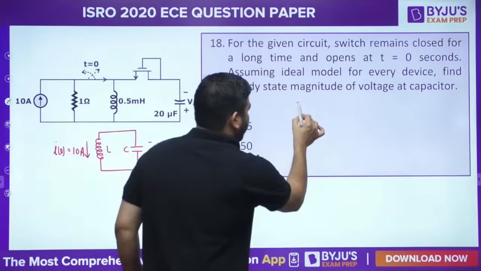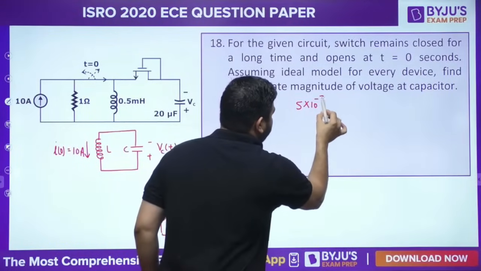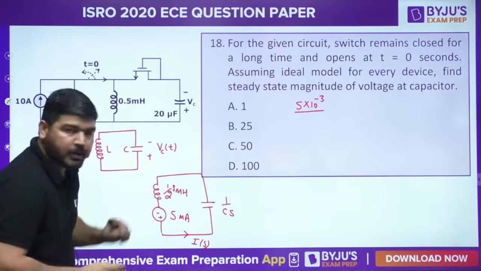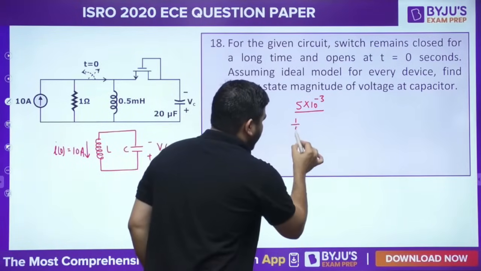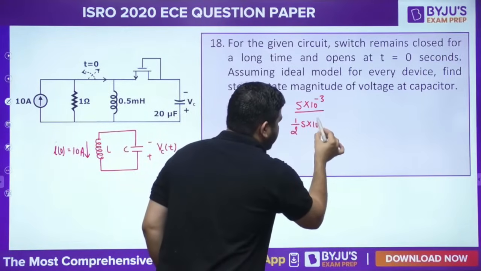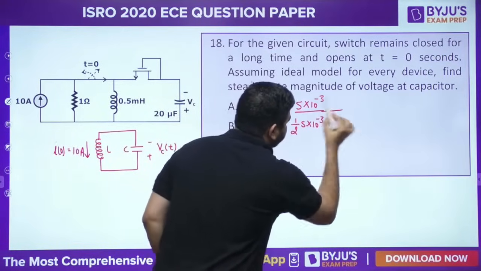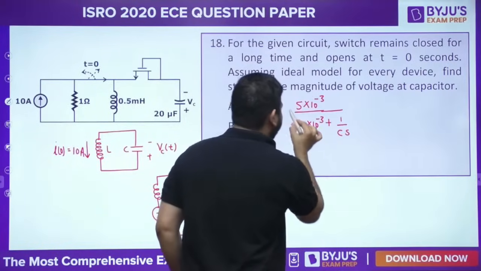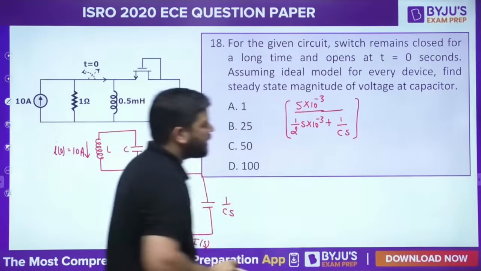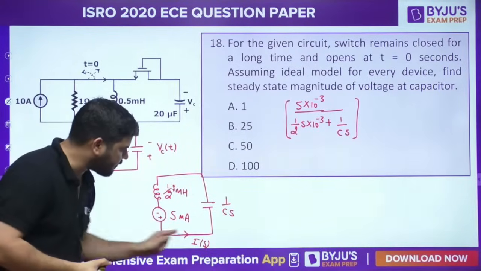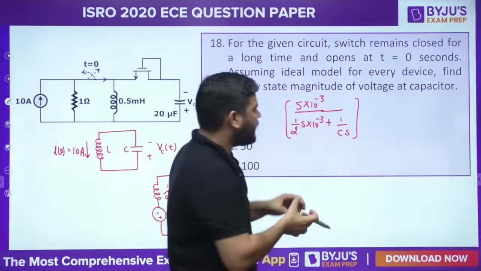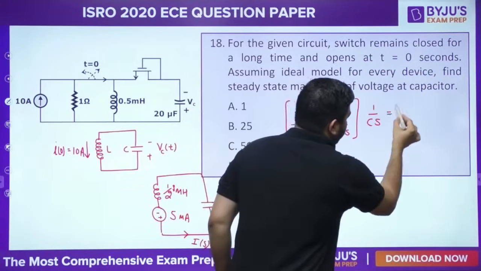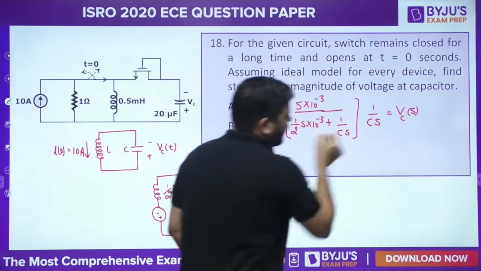I(s) will be 5 into 10 to the power minus 3 divided by LS plus 1 by CS, where LS is 1 by 2 into S into 10 to the power minus 3. So this is my current in this circuit. Now this current multiplied by 1 by CS is the voltage VC(s).